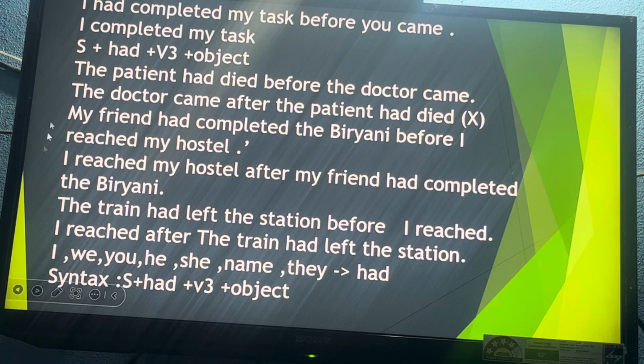So finally, I would like to conclude past perfect by saying what's the syntax that we have to use. That is subject plus had plus V3 plus object, and whether it is I, we, you, he, she, name, they, anything, you have to use only one verb, that is had. Hope you got the point.